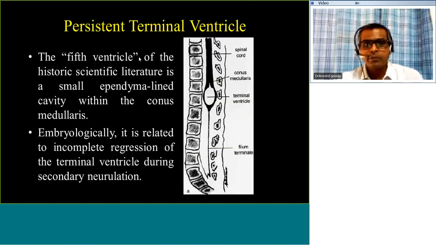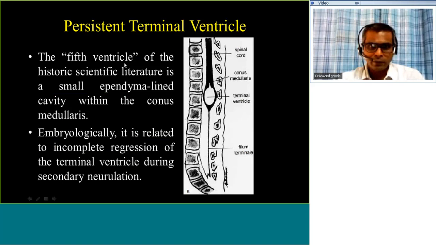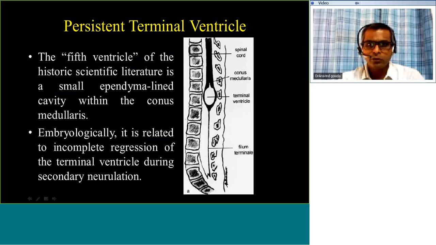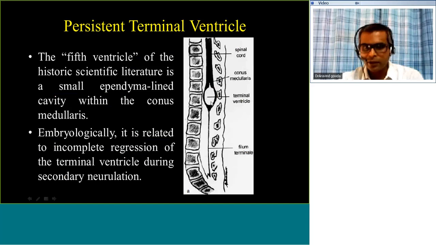And coming to the other thing, the persistent terminal ventricle, it is nothing but the ependymal lined cavity within the conus medullaris. So this is the ependymal lined cavity in the conus medullaris. It is there, which will be above the level of the filum.